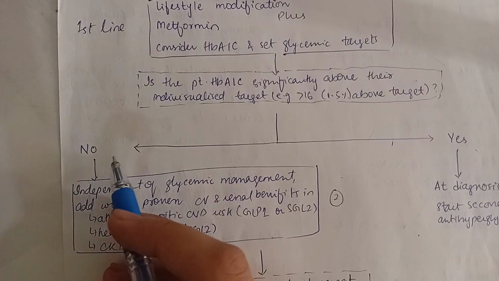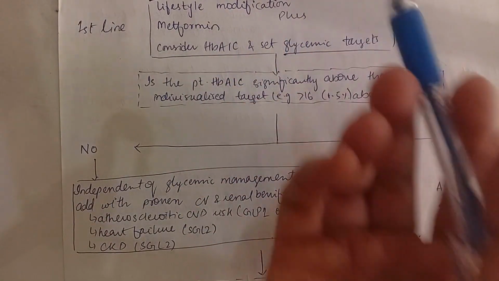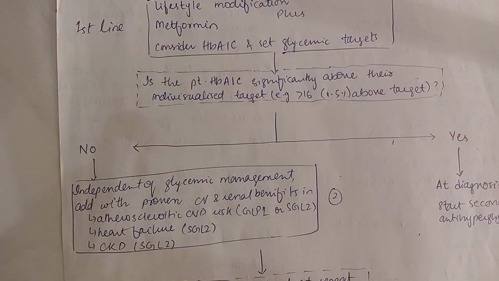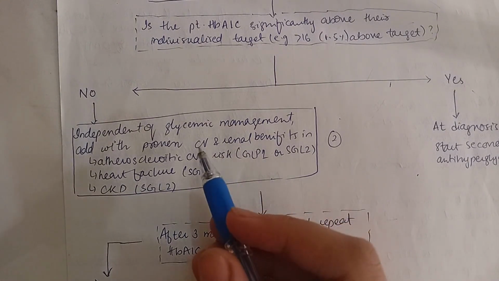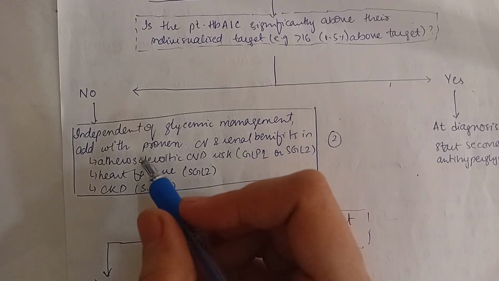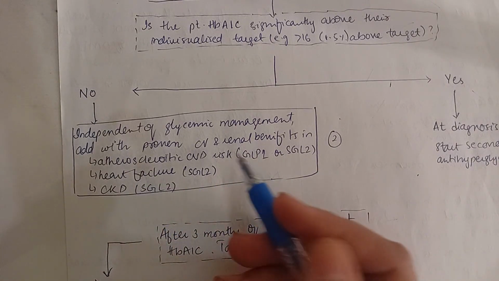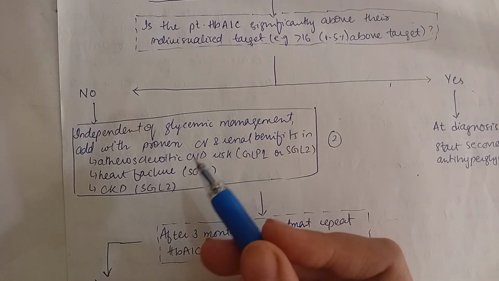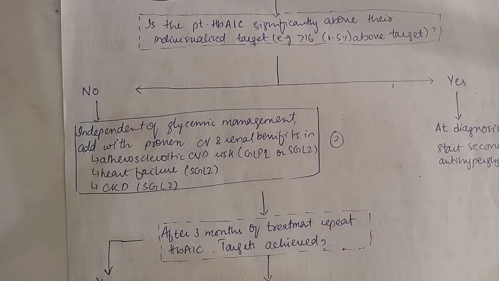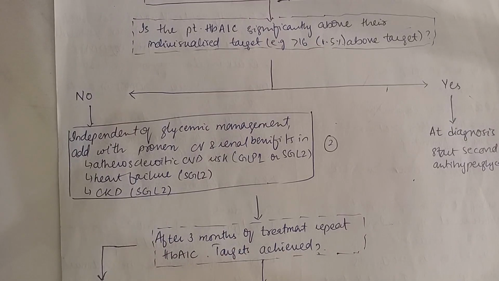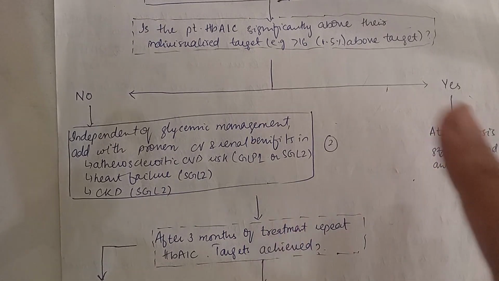But if not, and the patient is managed with lifestyle modification and metformin, we are still going to add some cardiovascular and renal safe drugs. These are drugs that have cardiovascular and renal benefits in patients who have atherosclerotic cardiovascular disease risk, heart failure, and CKD, because diabetes can worsen these conditions. So we are going to add anti-hyperglycemic drugs even if the glycemic control is good with lifestyle modification and metformin.